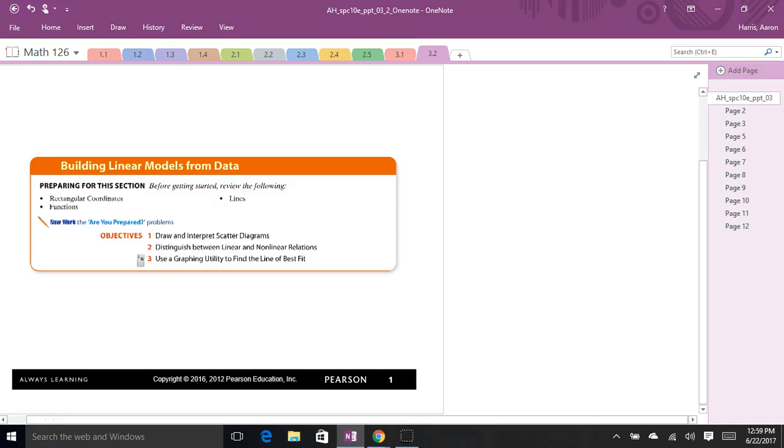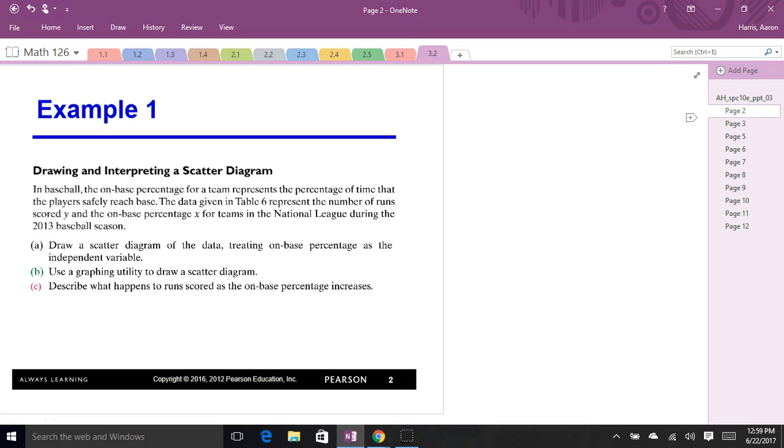This is section 3.2, building linear models from data. We're going to take a look here. First is a scatter diagram. So in baseball, the on-base percentage for a team is the percentage of time that the players safely reach base. And the data given on the next page will represent the number of runs scored, the output, and the on-base percentage, input X, for the teams in the National League during 2013. So we're going to draw a scatter diagram, using a graphing utility to graph those points.